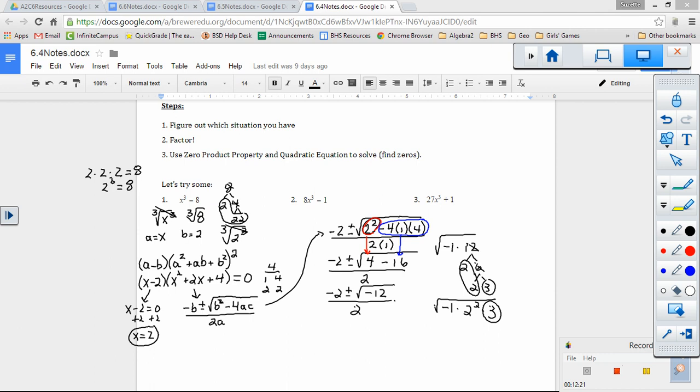I like to circle the ones that are staying underneath the radical. Square root of negative 1 is i. The perfect square under the square root cancels, leaves me with a 2. And then the root of 3 has to stay there. So if I rearrange this so it's in proper order, it's going to be 2i square root of 3. So now I'm going to go plug that into my equation. Negative 2 plus or minus 2i square root of 3 over 2.